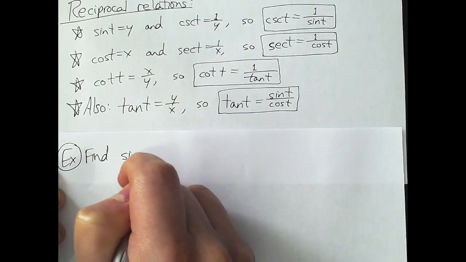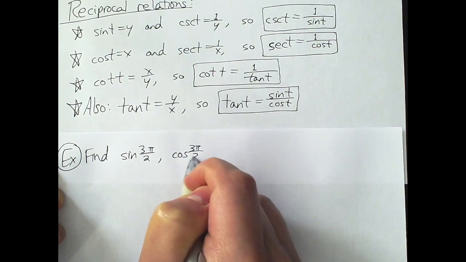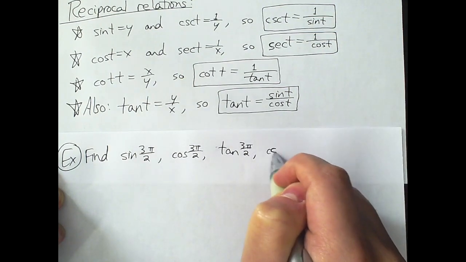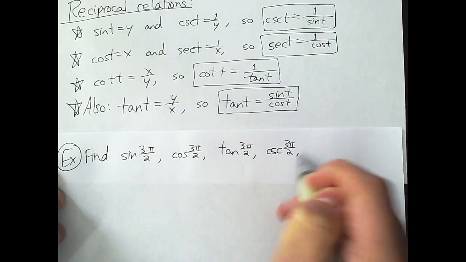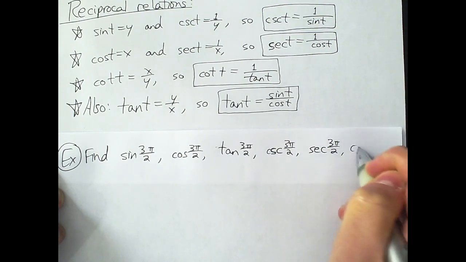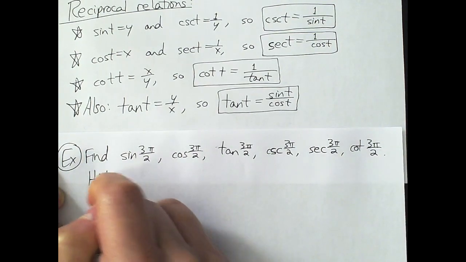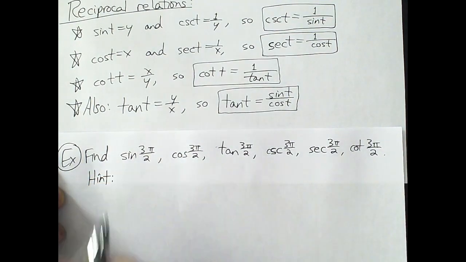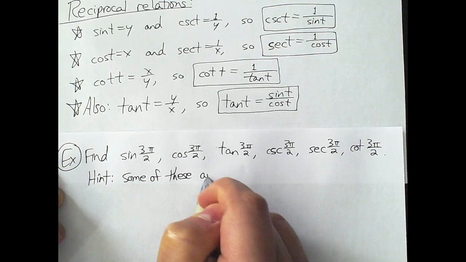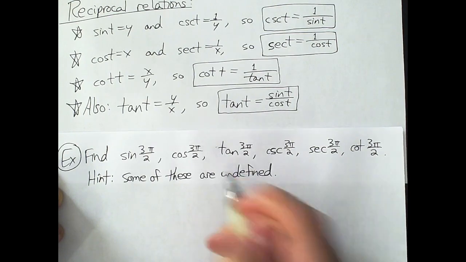I want you to find sine of 3 pi over 2, cosine 3 pi over 2, tangent of 3 pi over 2, cosecant of 3 pi over 2. I'm making it easy by making it all the same t value. Secant of 3 pi over 2, and cotangent of 3 pi over 2. Hint, before you do this, hint, some of these are undefined.